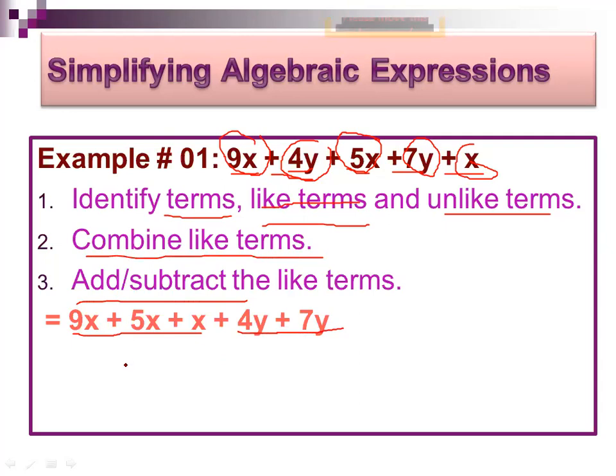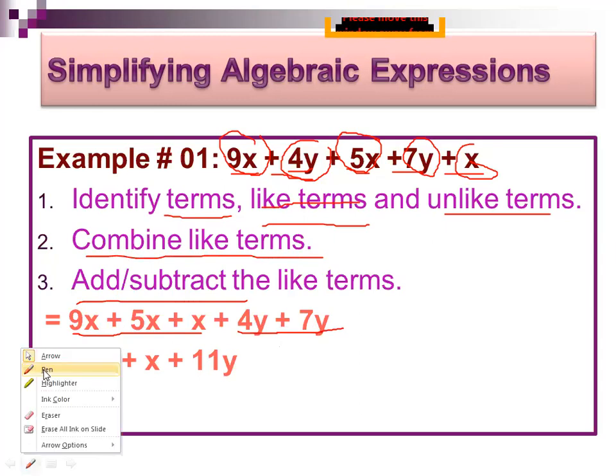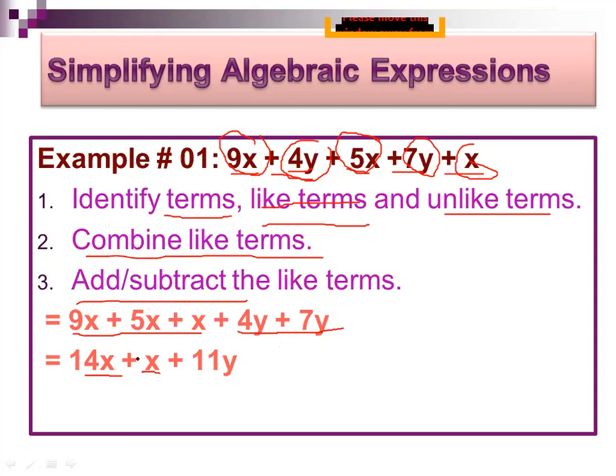9 plus 5, what will it become? It will become 14, and then plus x, and 4 plus 7 will become 11y. The variable will be the same. Now here you have 14x and there you have x. If no coefficient is written here, we assume that the coefficient is 1. So 14 plus 1 will become 15x, and then plus 11y is copied as it is.